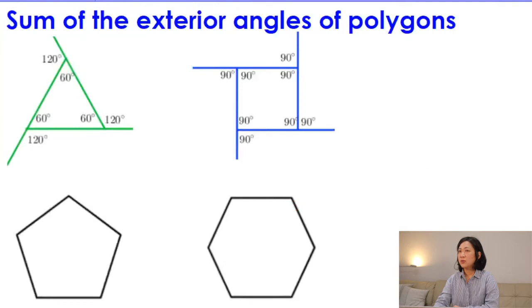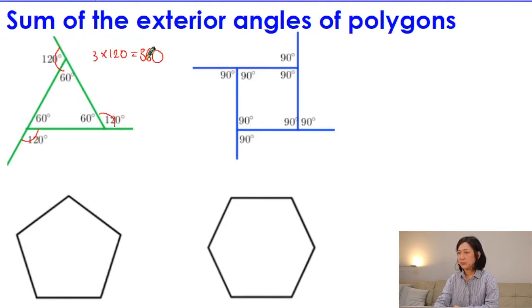Now let's move on to the exterior angles. First of all, the sum of the exterior angles of a polygon. Let's begin with our triangle, because we are very familiar with it. We all know that the equilateral triangle has 60 degree interior angles. The exterior angle is 120, because the interior and exterior angles are supplementary. So we can see 3 lots of 120, and the sum of the exterior angles is 360.